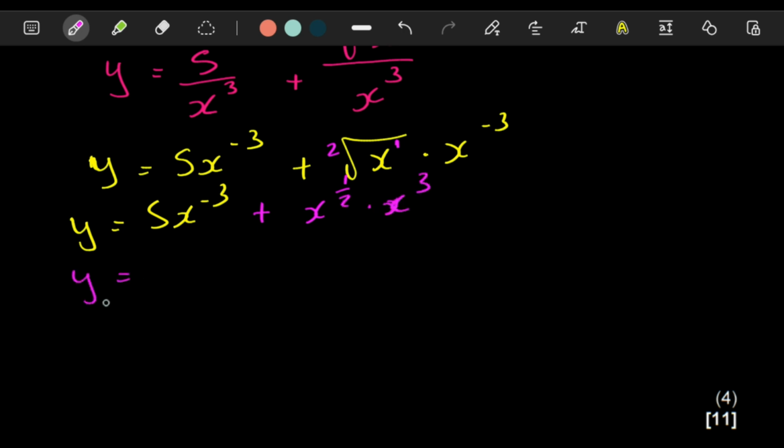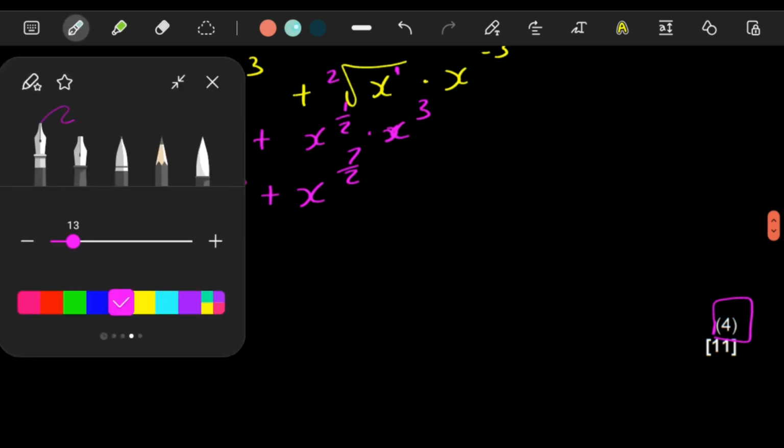And then simplifying some more, your bases are the same and you're multiplying, so you add your exponents. So 3 plus a half. What is 3 plus a half as a fraction? Isn't it like 7 over 2? Yeah, I think it is, 7 over 2. Anyways, now you can differentiate. That's where the 4 marks is coming from, just simplifying, because the rest is just easy.